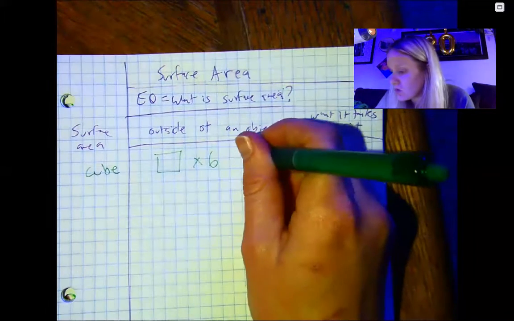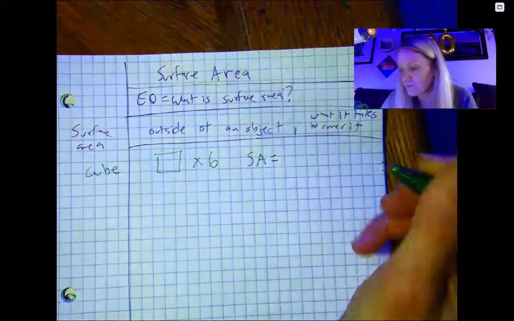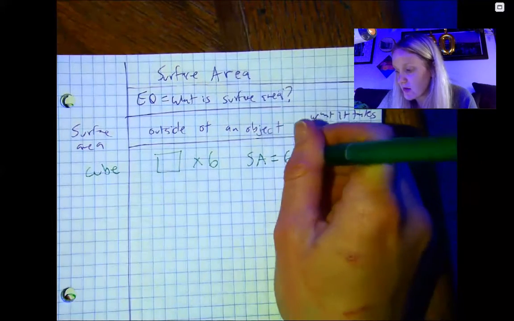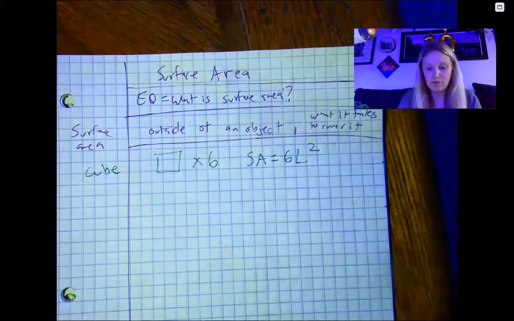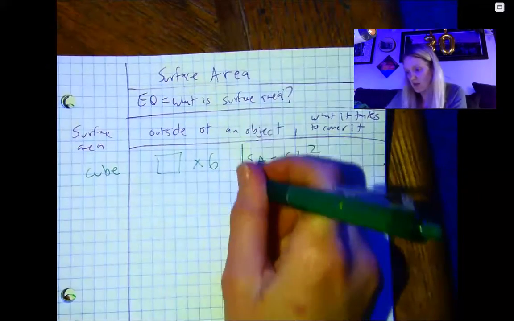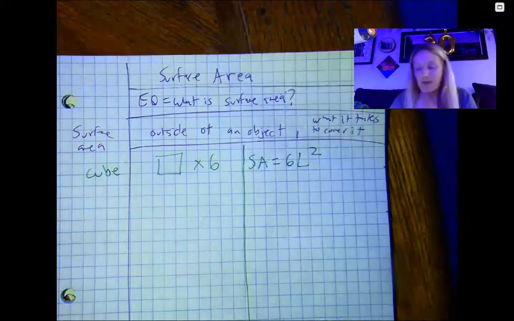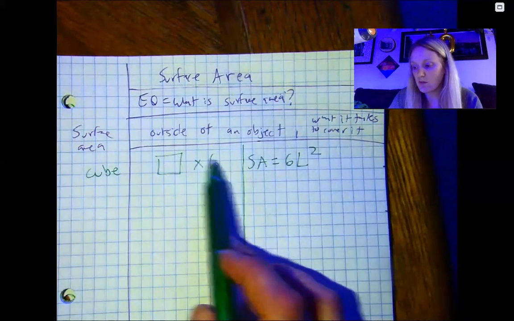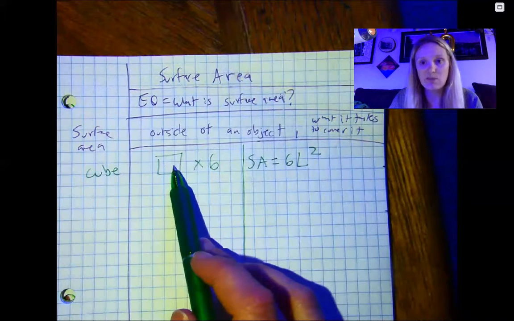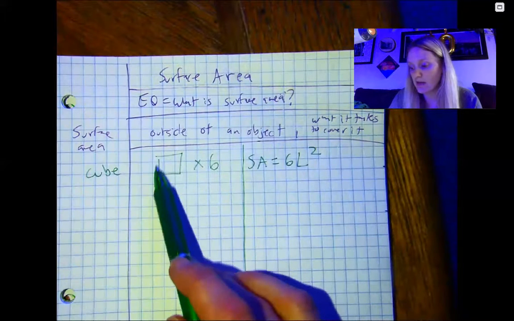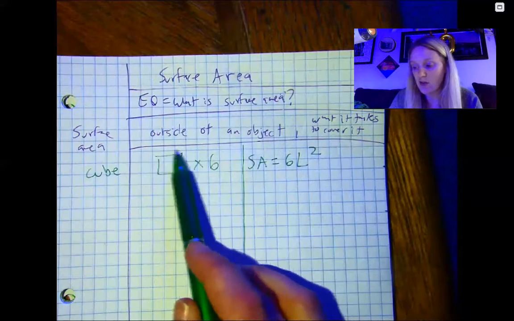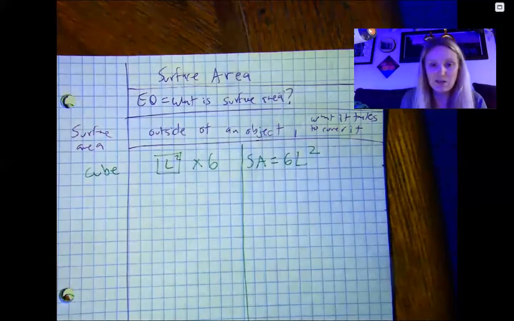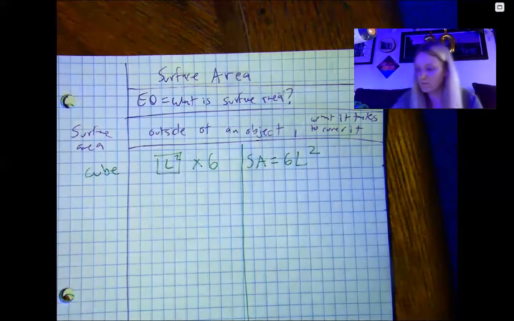So my formula for surface area is going to be 6 times the length squared. I am taking 6 squares and adding them together, which is the same as multiplying. A square's area is length squared, so I'm taking the area of a square, length squared, and multiplying it by 6, because I have 6 identical squares.